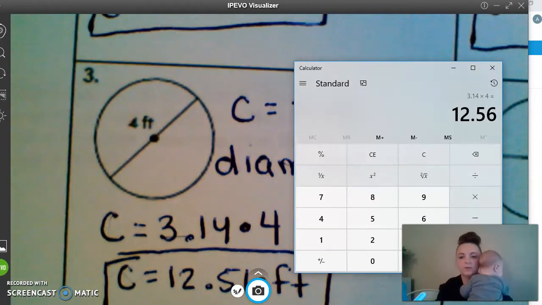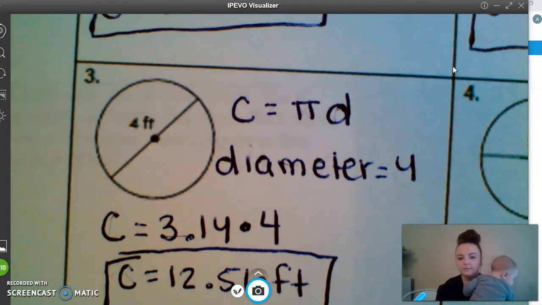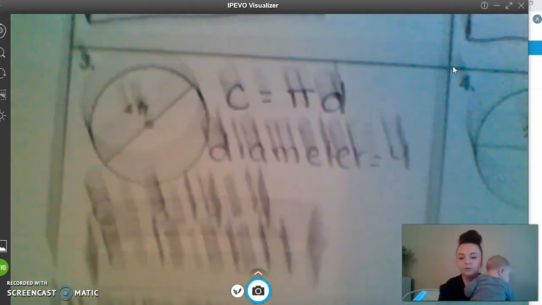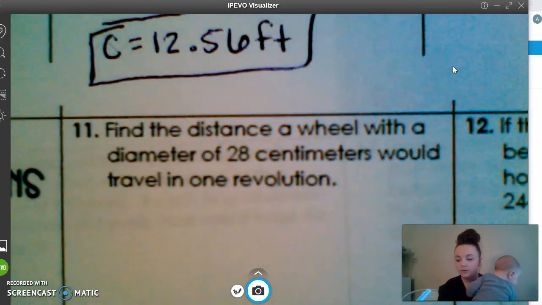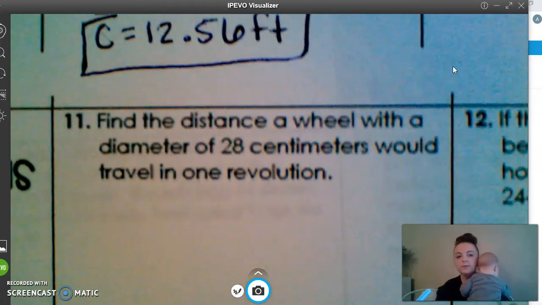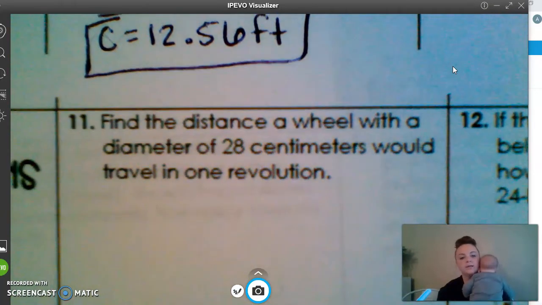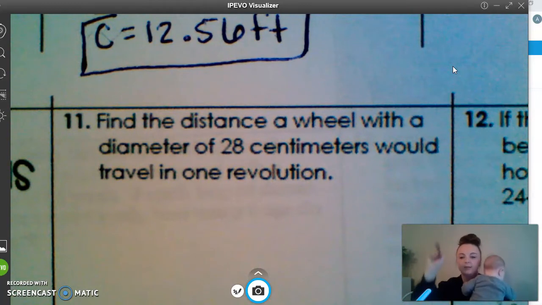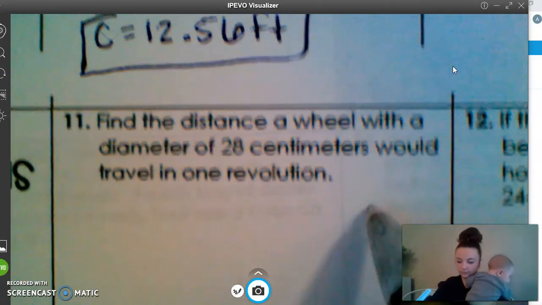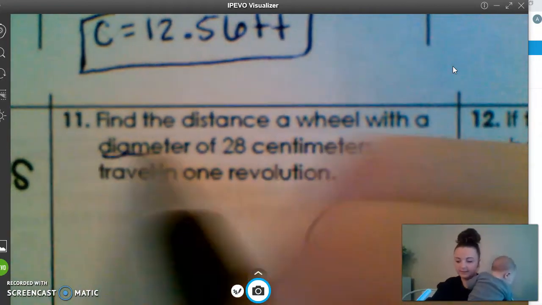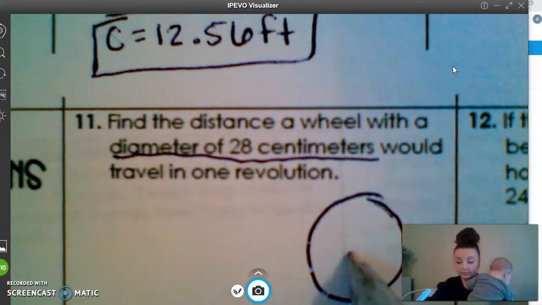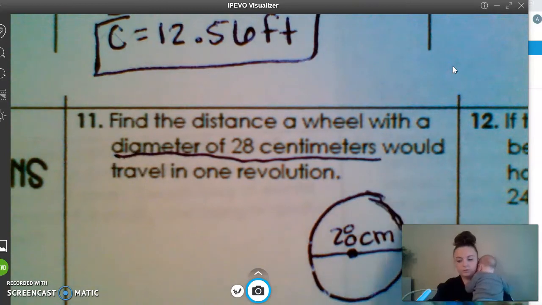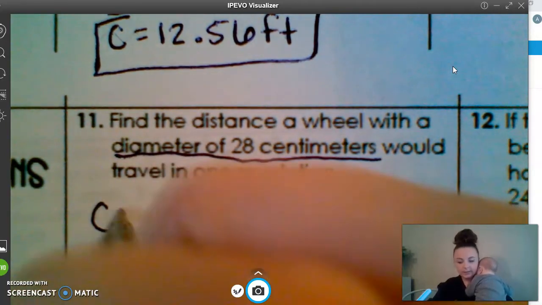Okay, so on your homework you are going to have some questions like this, where you've either been given the radius, like the first 2 examples, or you're given the diameter, and then you're going to have some real-world application problems. So I want to go over the real-world application problems. Number 11 says, find the distance a wheel with a diameter of 28 centimeters would travel in 1 revolution. A revolution is just 1 full turn. Because it's 1 full turn, that's a circle. And it tells us it has a diameter of 28 centimeters. So I'm going to label that on my picture. 28 centimeters. And we want to know how far it would go in 1 spin. So that would be circumference.